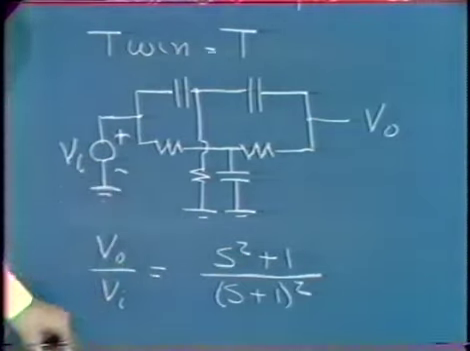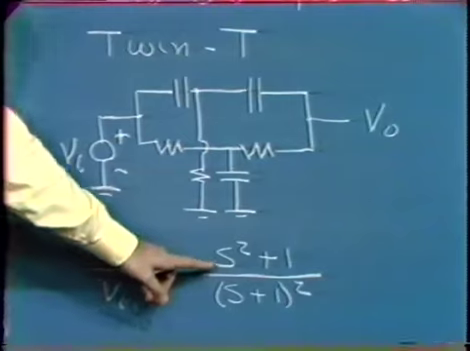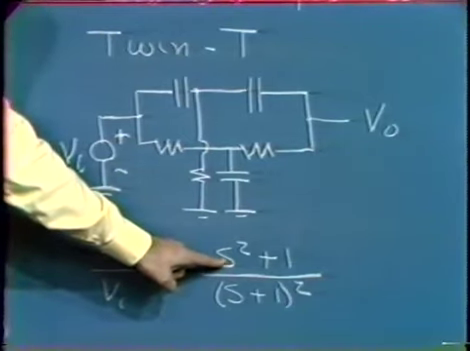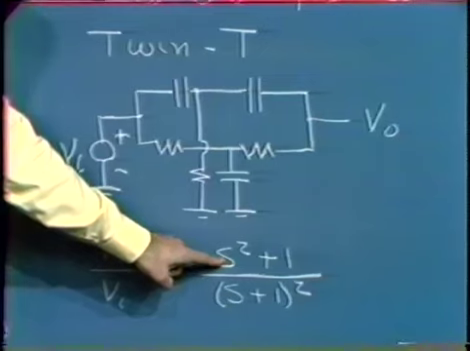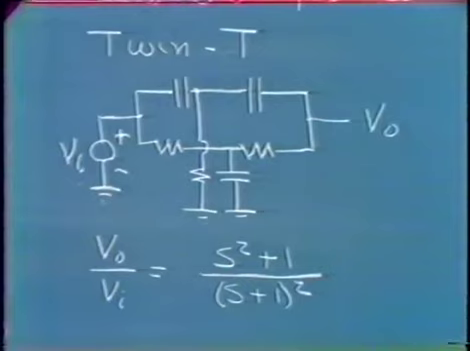In fact, you can get a pair of zeros out of the twin T network that really can be located anywhere in the s-plane. We can locate them in the right half of the s-plane if we care to. So we could conceivably, by proper component value selection, get a complex conjugate pair of zeros on the imaginary axis, in other words, s squared plus 1 if we normalize this to 1 radian per second.